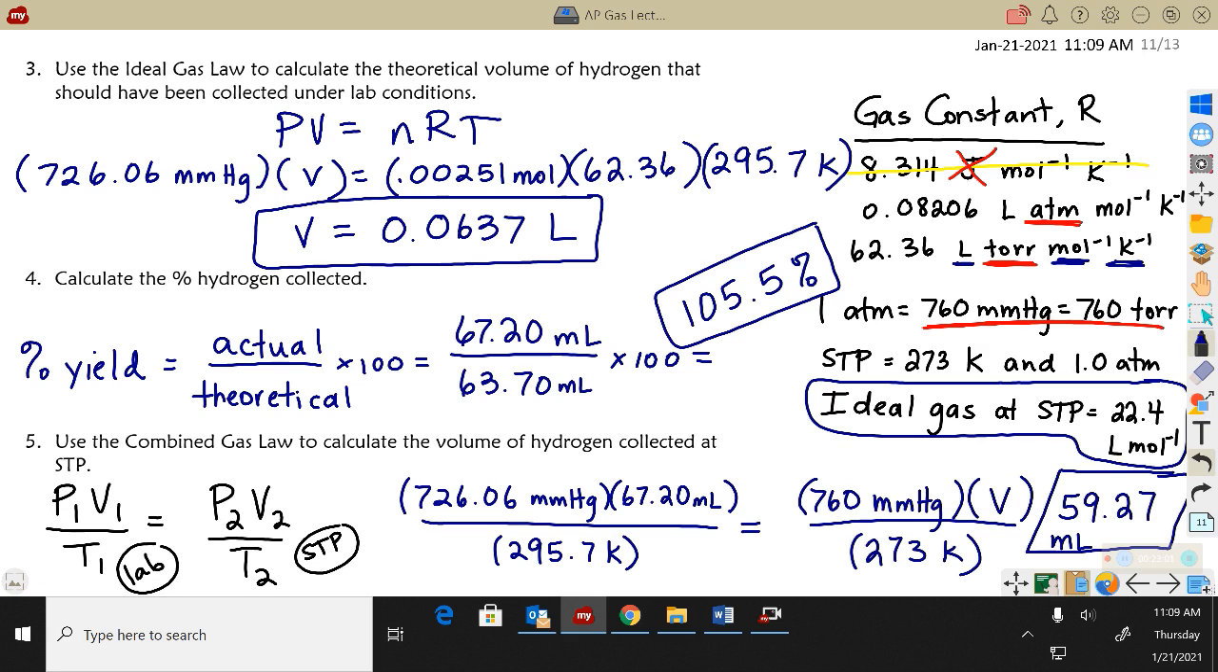If you knew that you had 2 moles of hydrogen at standard temperature and pressure, then the volume should be 44.8 liters. Or if I had 44.8 liters and they wanted to know the mass of the sample, well, then I could say, oh, that would be 2 moles, and then I can change moles to grams. As long as you're at STP, this is a constant, 22.4.